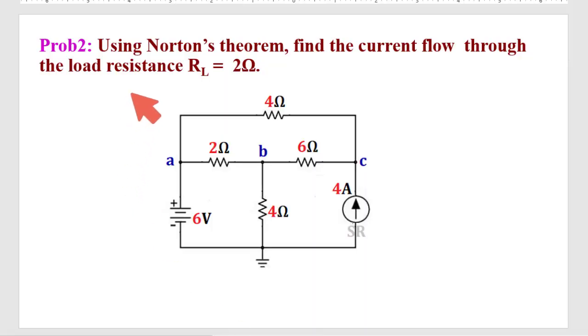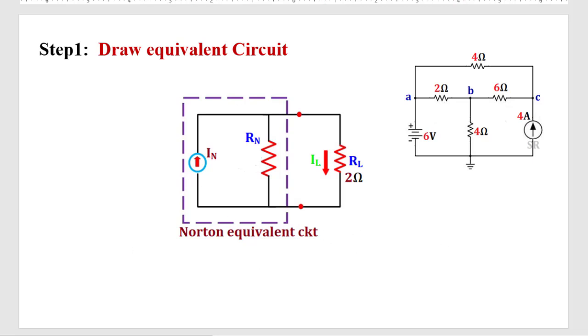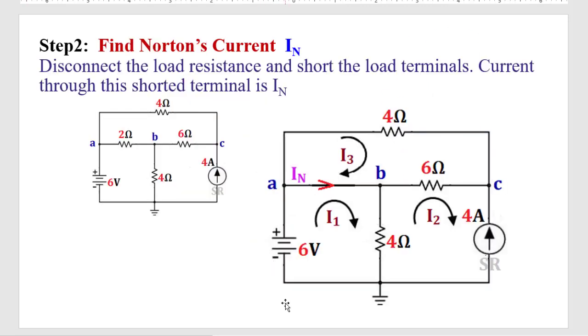Problem 2, we need to find out the current through the load resistance 2 ohm. So first, drawing the equivalent circuit. This is the equivalent circuit, IN in parallel with RN, and this is the load resistance 2 ohm. This is the equivalent circuit of this one. Next step, you have to find out the Norton current.